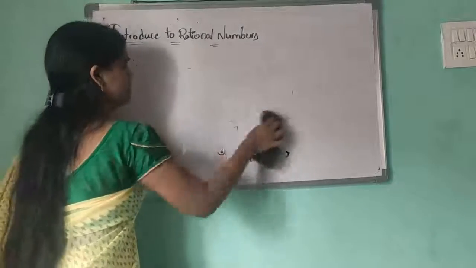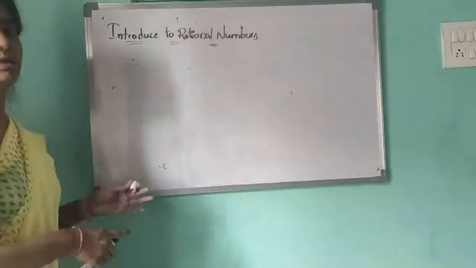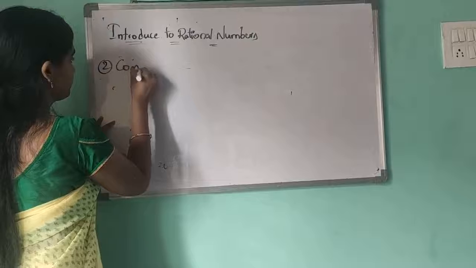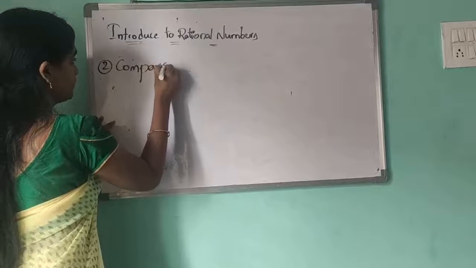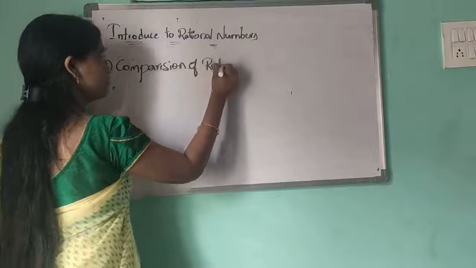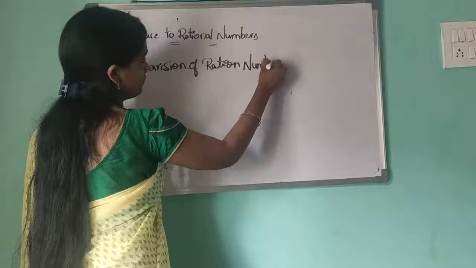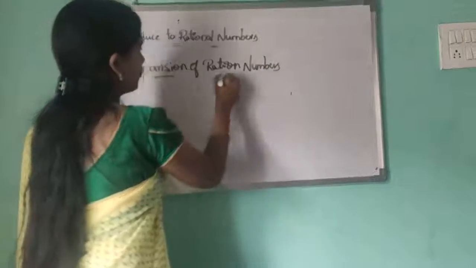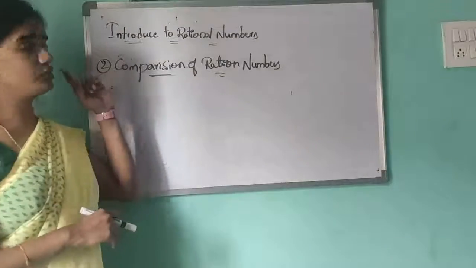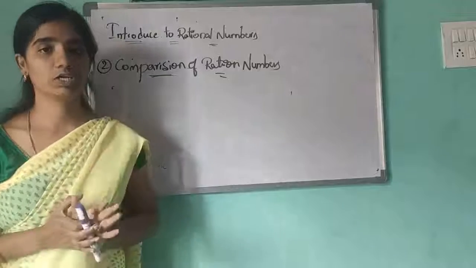Next one, in this we have the second method, that is comparison of rational numbers. What is comparison of rational numbers? First, what is a rational number? Second, comparison of rational numbers.